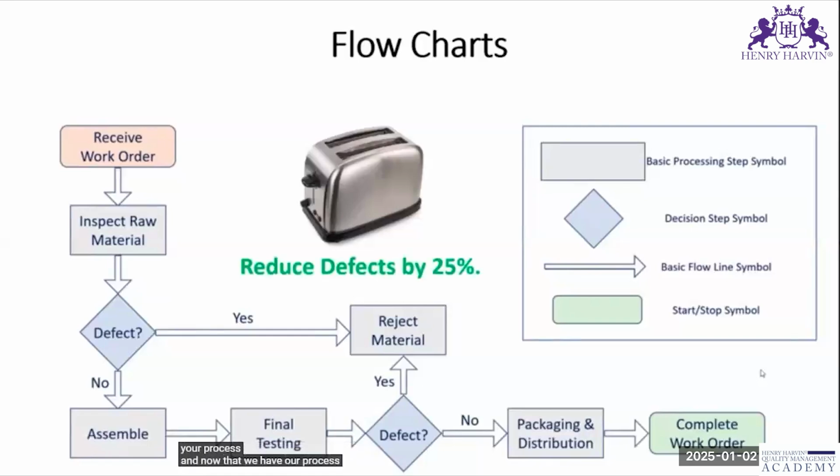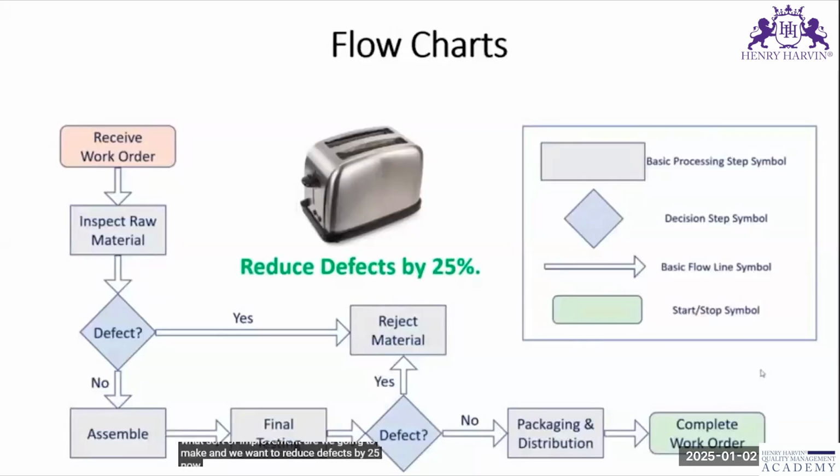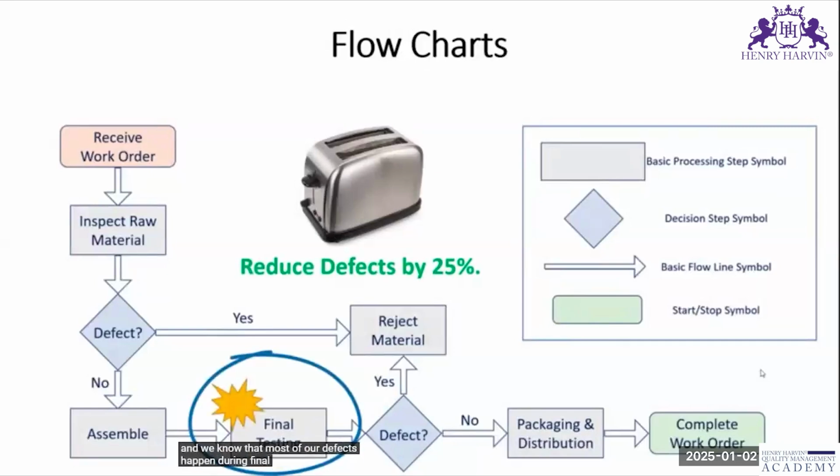And now that we have our process here, we're in that planning phase and we want to create a target, right? What sort of improvement are we going to make? And we want to reduce defects by 25%. Now, we can't make an improvement and we can't solve a problem without data. And we know that most of our defects happen during final testing.